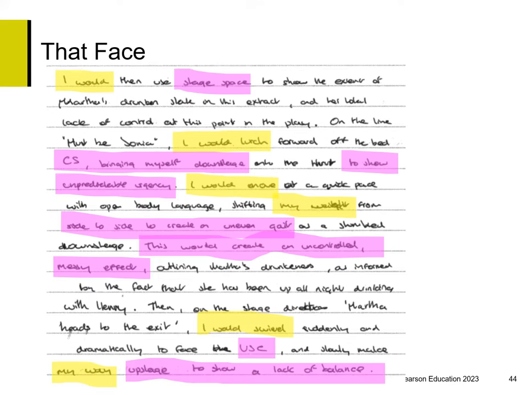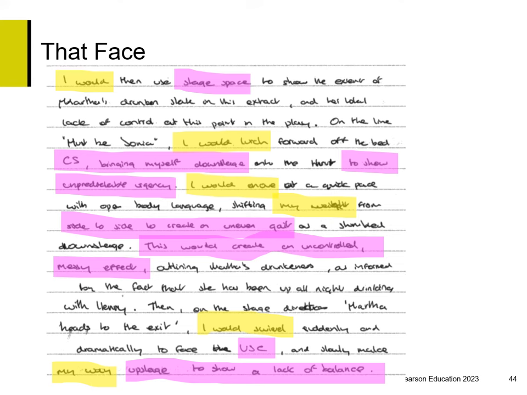An example here from that phase. So again, you can see as soon as I use the yellow to highlight, I would do this, I would do this, I would do this, I would swivel my way. And then examples of what they would do to show that they were using stage space.